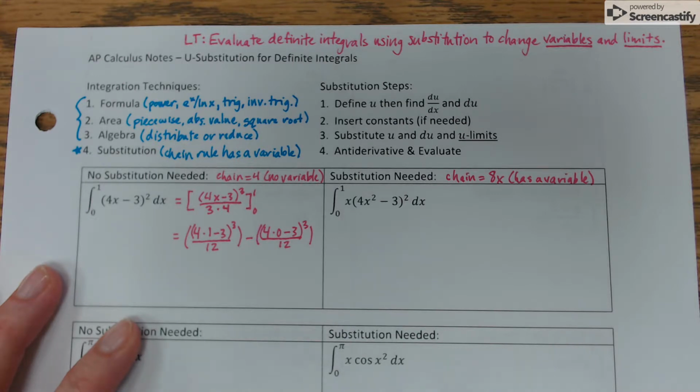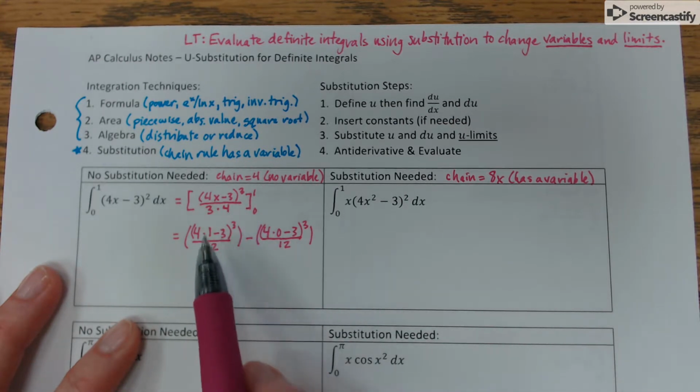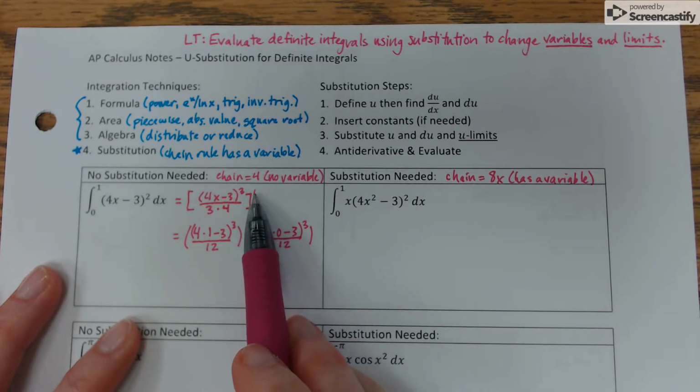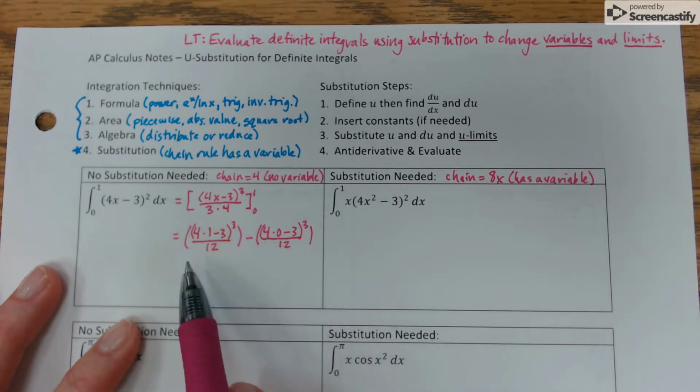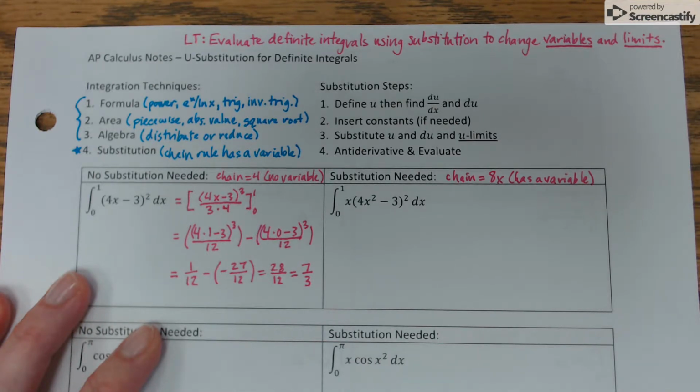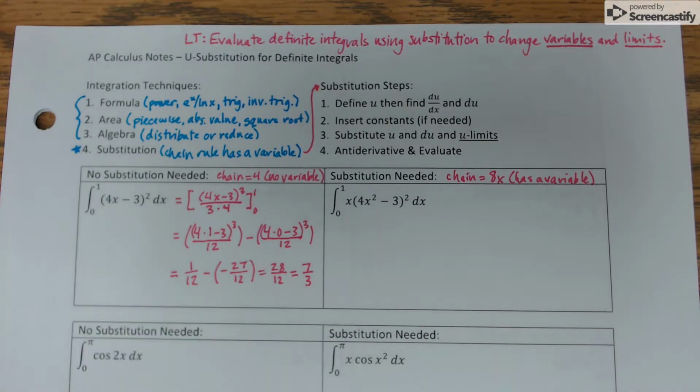When we started our evaluation step, you'll notice that I went ahead and multiplied the 3 and the 4, and that gave me a denominator of 12. I'm plugging in my upper limit, minus, and then plugging in my lower limit, according to the fundamental theorem of calculus part 1. And after doing my evaluation, subtracting and simplifying, the final answer would be 7/3.